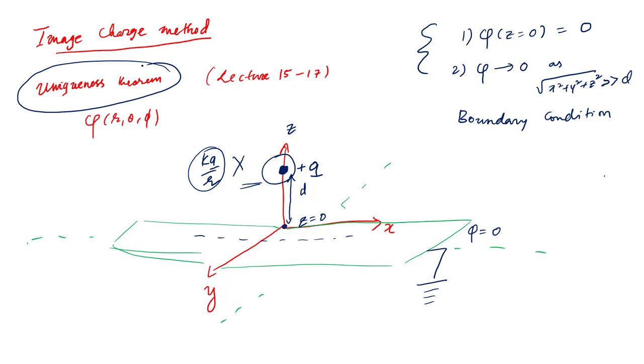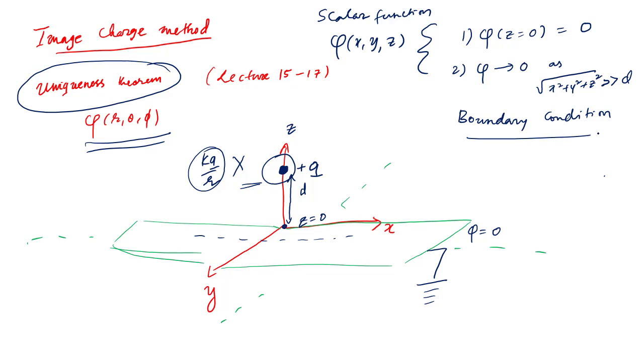Our goal is just to find some scalar function for the potential, that is phi of x, y, z in this case, if we are using rectangular coordinates. And our boundary conditions are phi goes to 0 at z equal to 0, and it goes to 0 as you go away to infinity. And this comes because our plate is grounded, right?